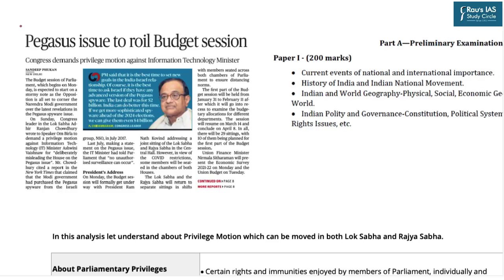Moving on to our next topic, which has appeared on page number 1. This topic is from the Polity section. Though the broader context of this topic is related to the Pegasus issue, which you all might be aware of, in the backdrop of the Pegasus issue, the micro topic this article covers is that the opposition has demanded a privilege motion against the information technology minister. So from the polity perspective, in today's session we will discuss all the dimensions associated with the privilege motion.